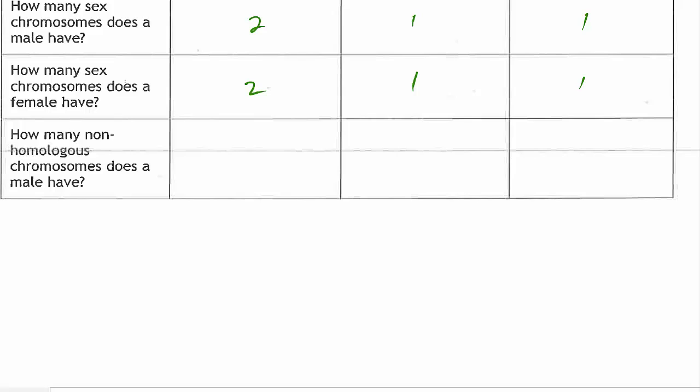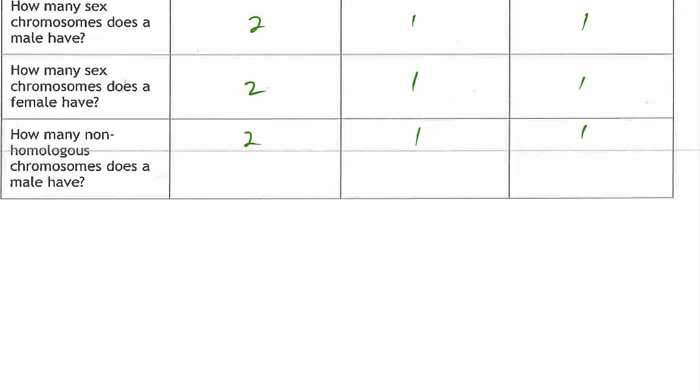How many non-homologous chromosomes does a male have? So these are the ones that are not paired. Again, we have a total of 2, and in the case of the mother, 1 would be non-homologous, and the other one would be non-homologous as well. So that, by the way, is a wonderful little animation that shows homologous chromosomes and gives you some of the language involved there, so don't be freaked out by that.